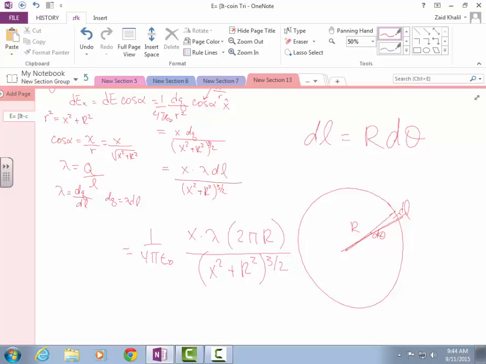And then we're going to look at what if it's off-centered. Actually, for the ring, you just leave it as a ring. We're going to look at the disk next. Then from the disk, you go to the line.